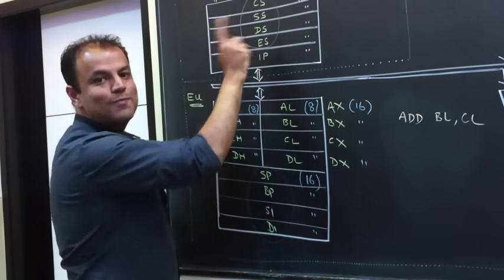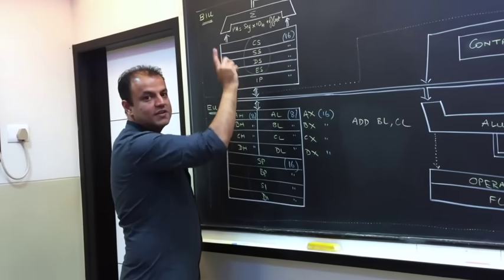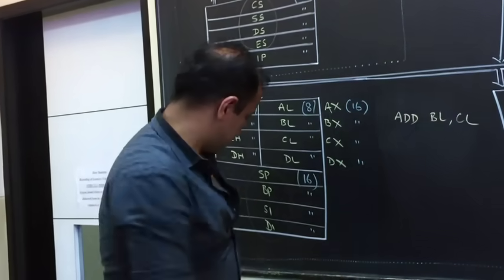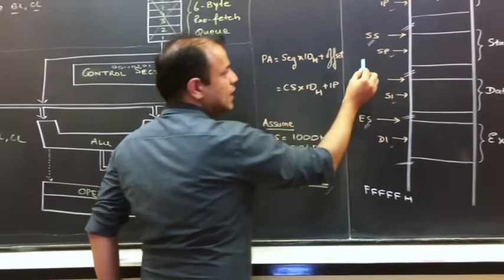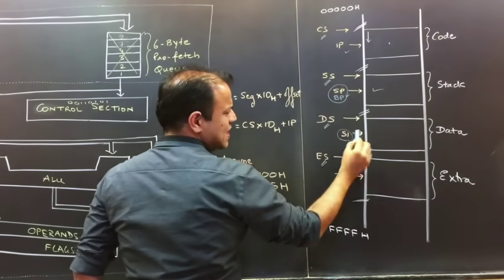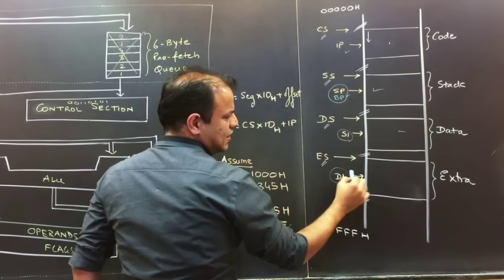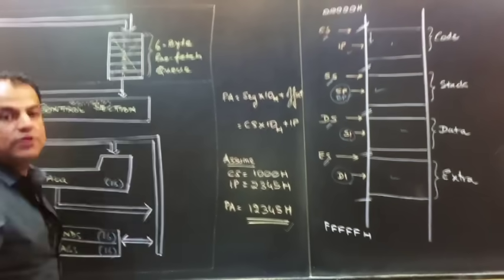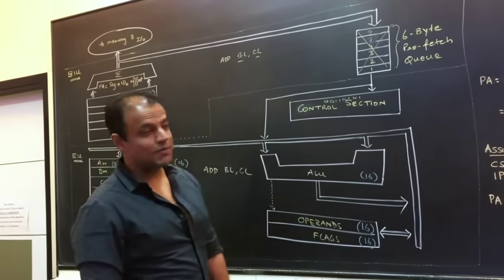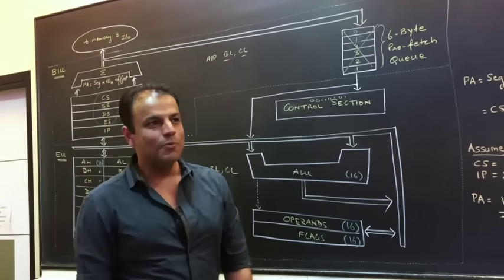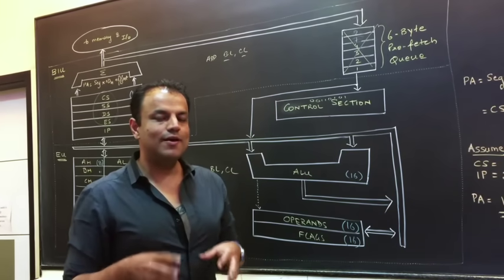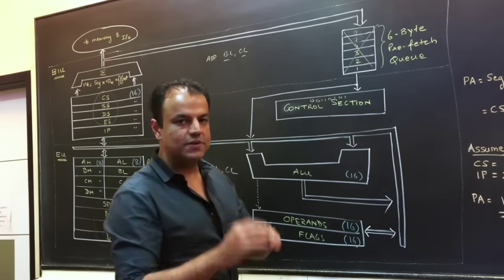CS, DS, ES, SS are called segment registers. IP was an offset register for code segment. These are also offset registers for different segments. SP and BP are offset registers for stack segment. SI is an offset register for data segment. DI is an offset register for extra segment. What do they give? They give offset addresses within those respective segments. Okay? More about them in the segmentation video. I would love to explain them right now. But then I'll just be deviating too much from the topic. As of now, I just want you to understand they are offset registers. They give offset addresses within the segments.